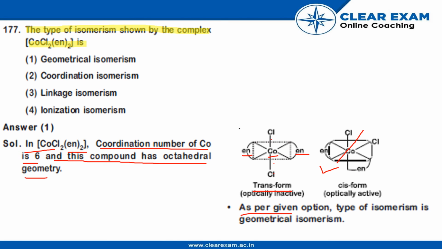As per the given options, the type of isomerism is geometrical isomerism, since it has both trans and cis forms. So answer option number 1 is correct.